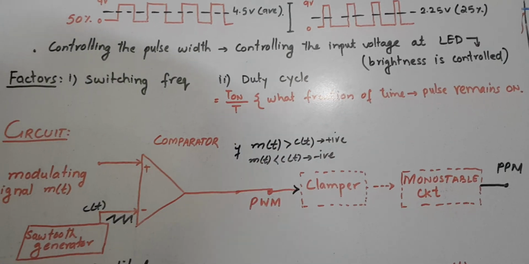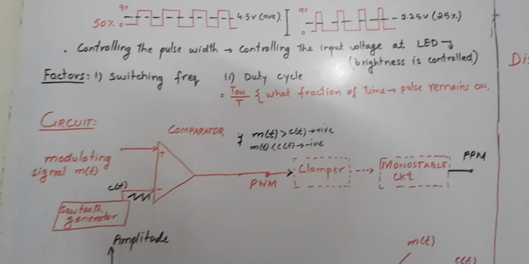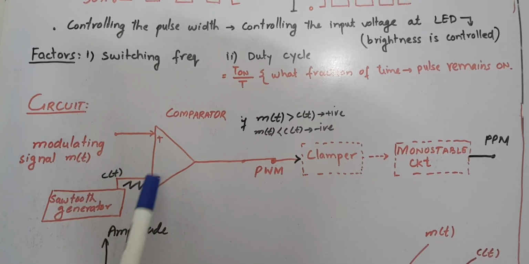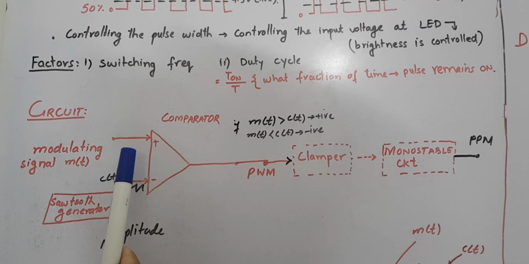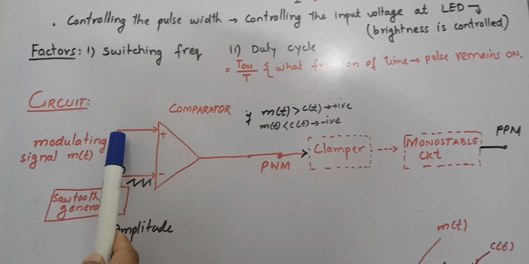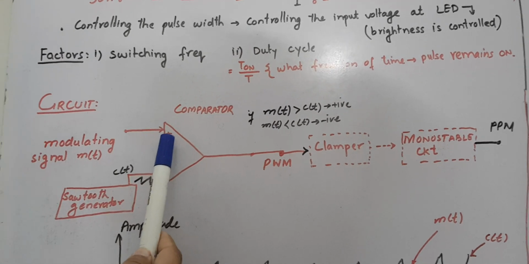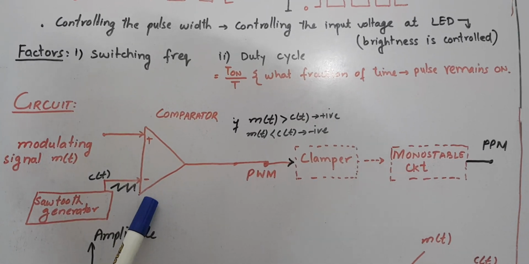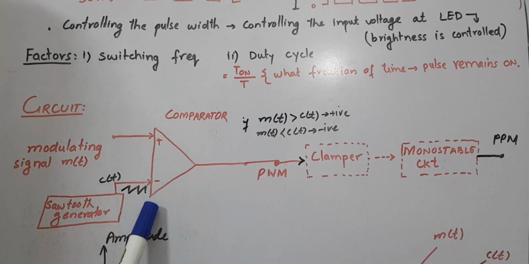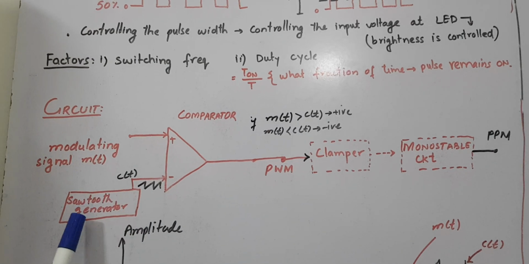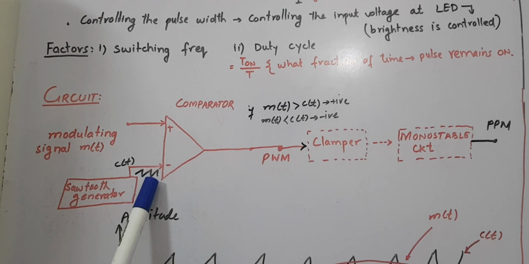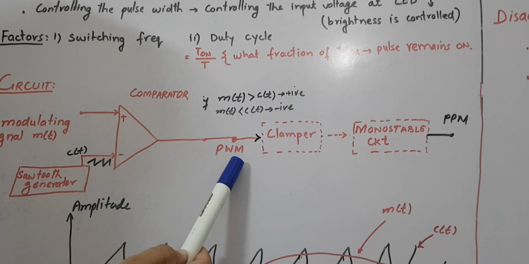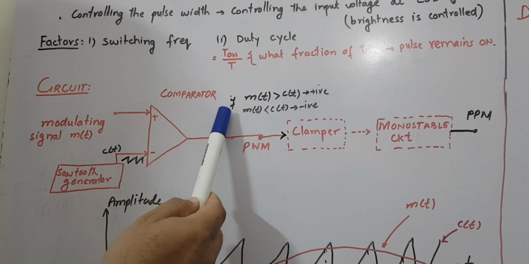So let's start the working of pulse width modulation, that is, what the pulse width modulation circuit is. Suppose we have a comparator circuit. In the diagram of the comparator, we give the modulating signal m(t) at the positive terminal of the comparator, and at the negative terminal we give c(t), the sawtooth waveform. At the output we get the pulse width modulated signal.